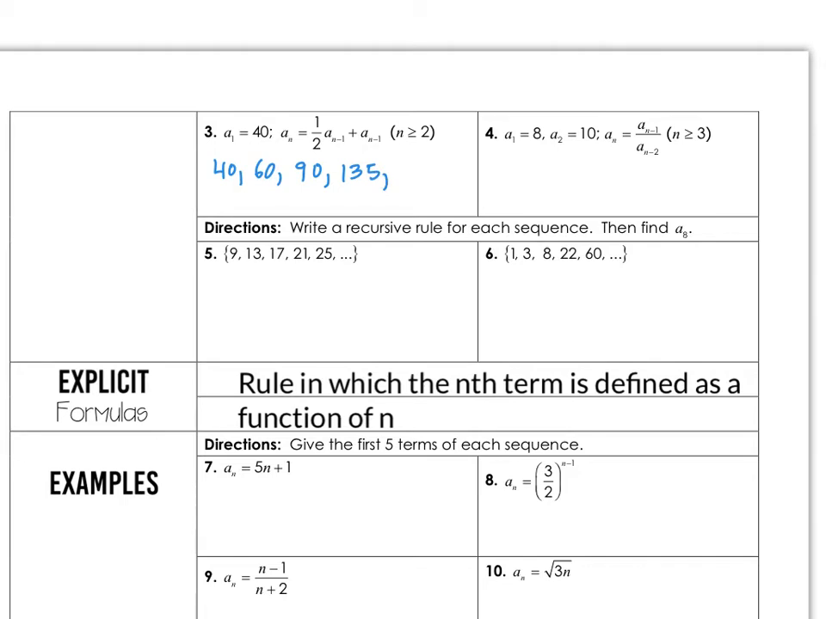Half of 135 plus 135, I think that's 202.5. Okay, so number 4. See, first term is 8, second term is 10.